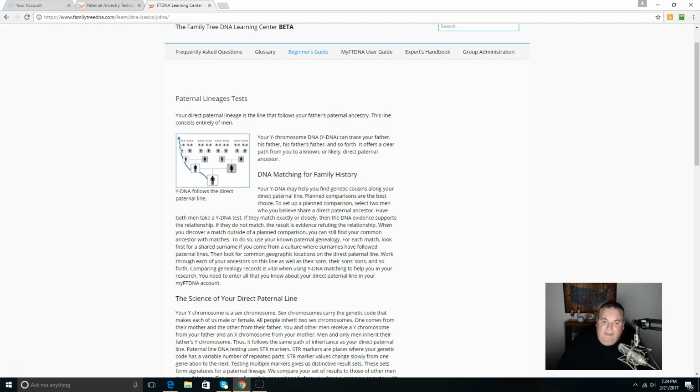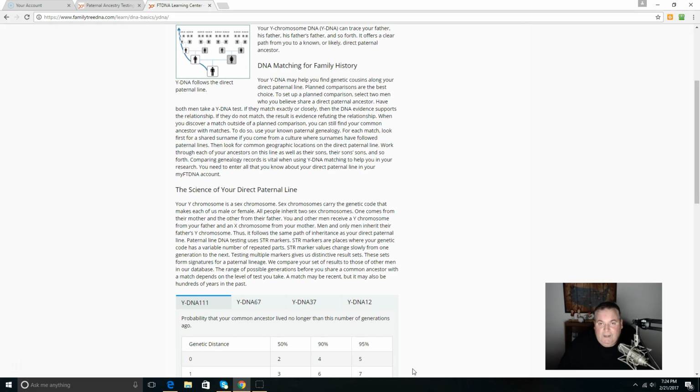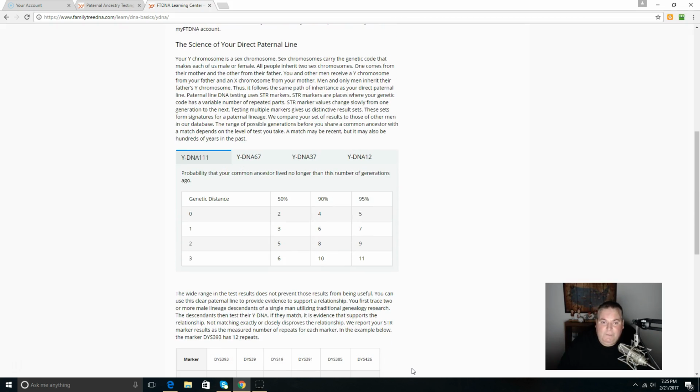When you discover a match outside of a planned comparison, you can still find your common ancestor with matches. To do so, you use your known paternal genealogy. For each match, look first for a shared surname, that is your last name, and if you come to a culture where some surnames have followed paternal lines, then look for common geographic locations on the direct paternal line. So in other words, if you cannot find your exact last name with people you match on the Y-DNA test, then you can look up different geographical areas and reasons why the names don't match.